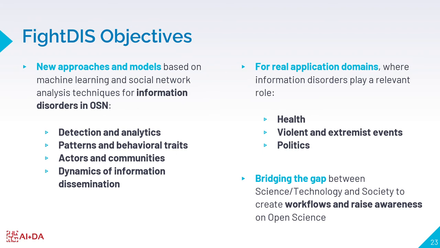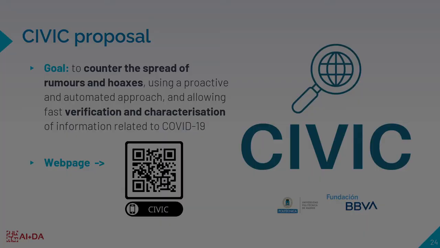So this project is currently starting. It started like last month, right? So we are trying to use our current findings from the last project. I will show the attendees some of our current results. And we are trying to apply to online social networks the detection of misinformation or information disorders, applied to three particular areas: health, violent and extremist events, and politics.